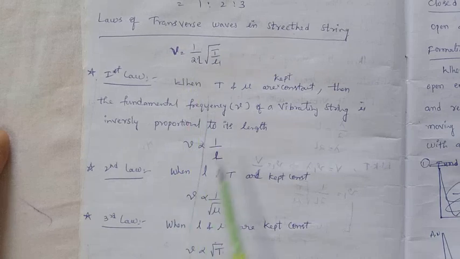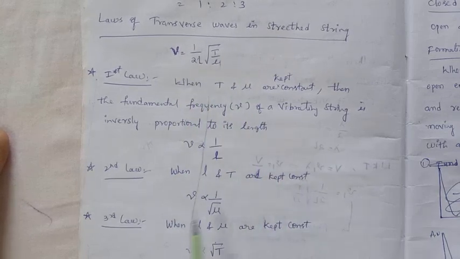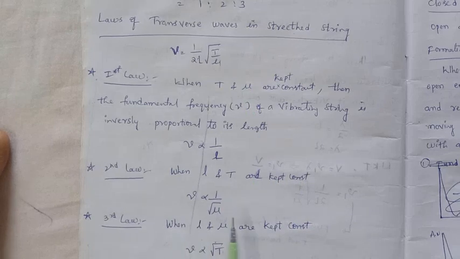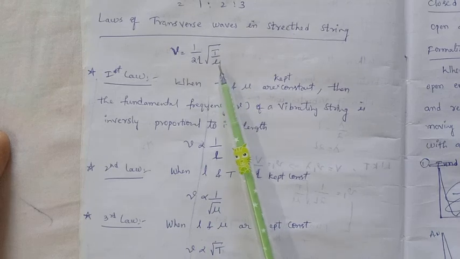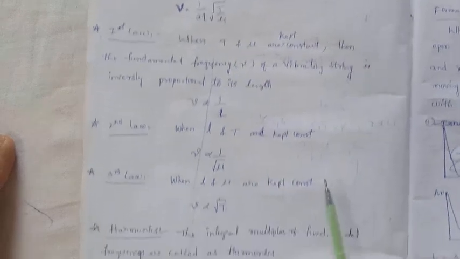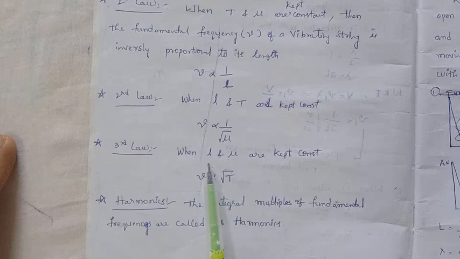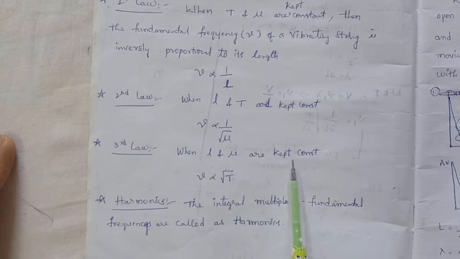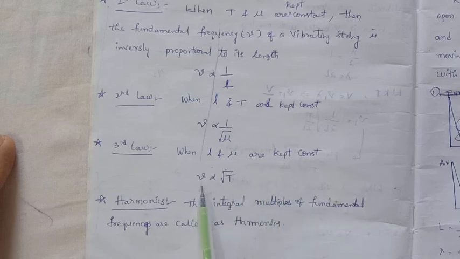Next, the second one: when L and T are kept constant, the fundamental frequency is inversely proportional to the square root of the linear mass density. And next, when the length of the string and the linear mass density are kept constant, the fundamental frequency of the stretched string is directly proportional to the square root of the tension of the string. These are the three laws of the stretched string.